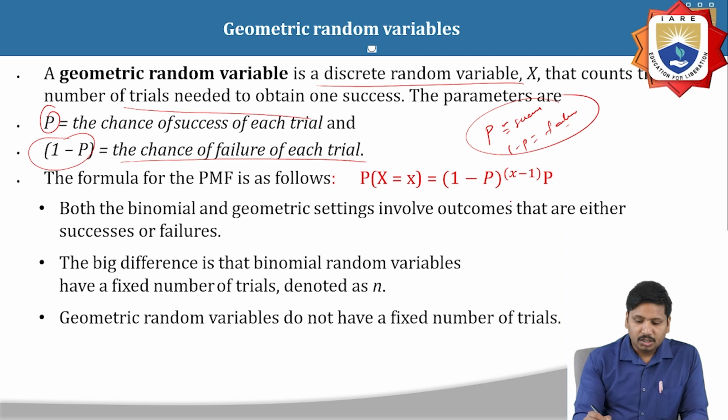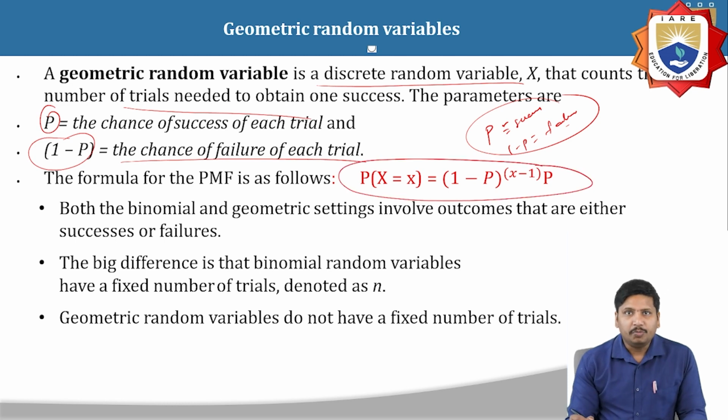So based on this the equation is denoted as P of X equal to x, that should be treated as (1 minus p) power of x minus 1, into p. And this is the formula for the probability mass function of a geometric variable: probability of x is equal to (1 minus p) power x minus 1, into p.